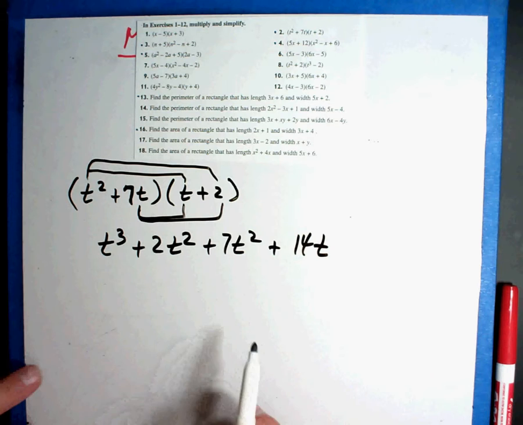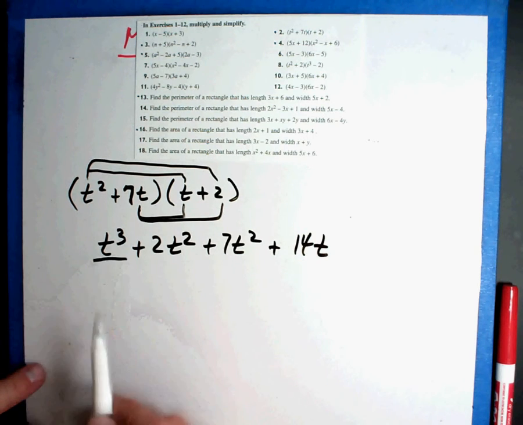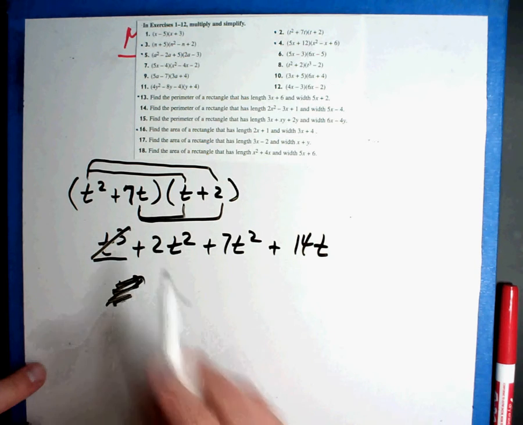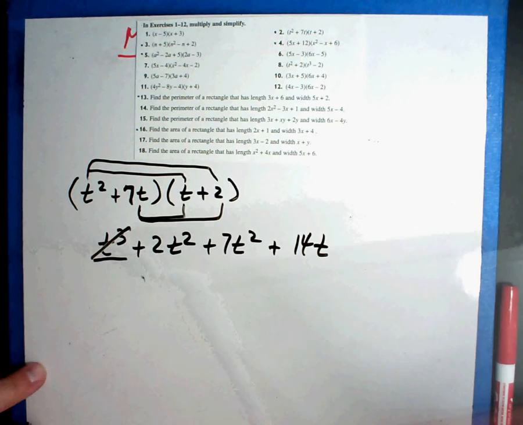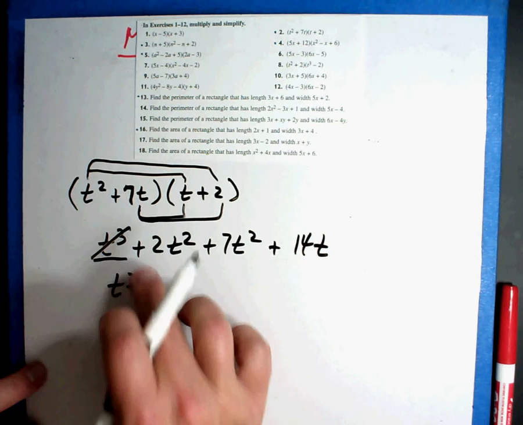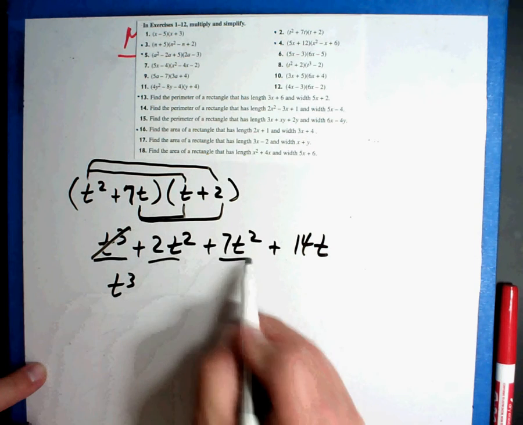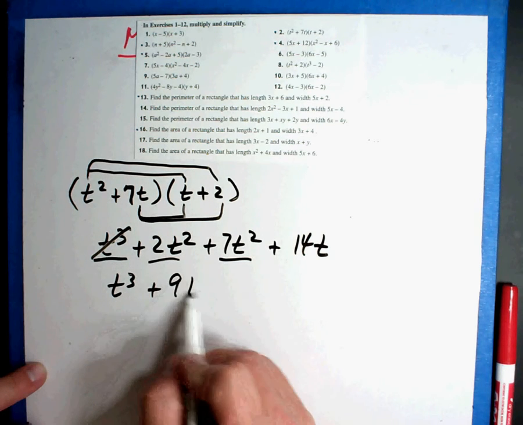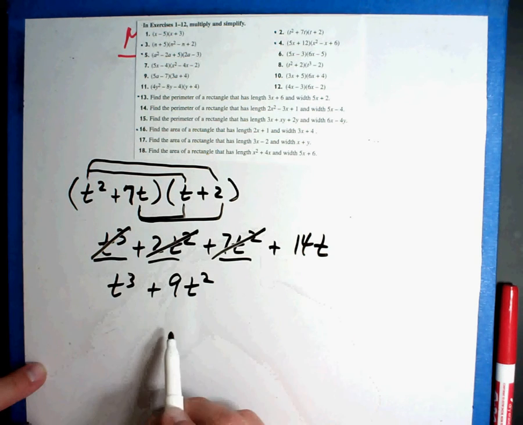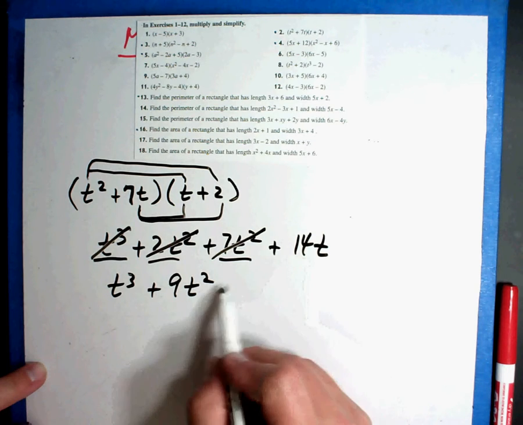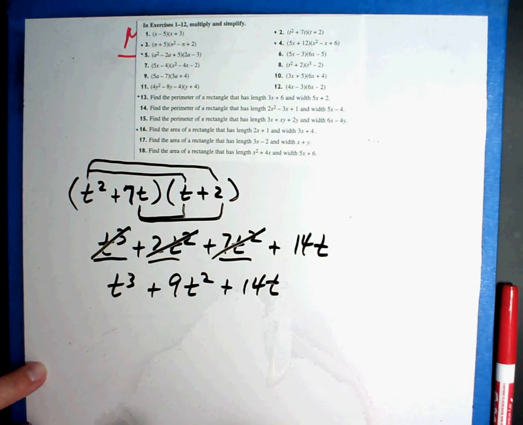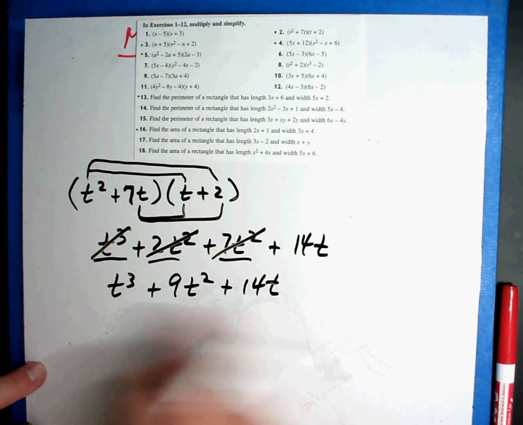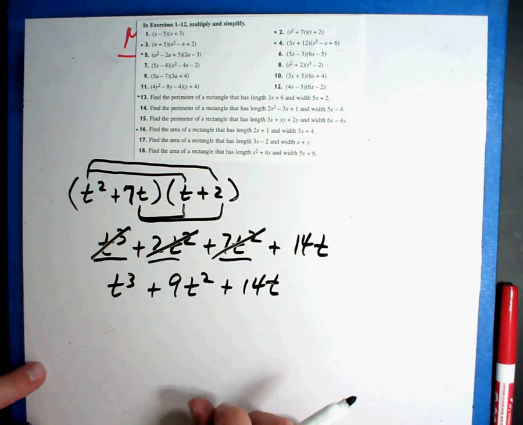Now we're going to put partners together. T to the third is the highest I see, and that's the only one. So there's that one. Oops, I marked it out. Let's do that again. T to the third. And I see that these two both have t squared, so I can add them together. Plus 2 and plus 7 is plus 9t squared. Those are gone. And I have a plus 14t. That's all there is to it. T to the third, t to the second, t. None of the numbers have anything alike, so there's my answer.